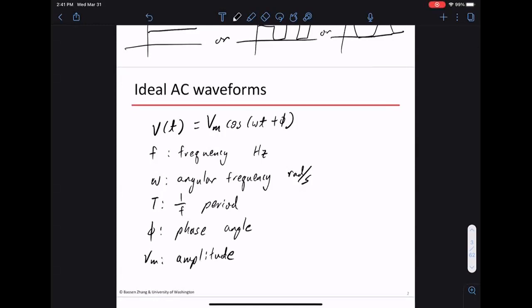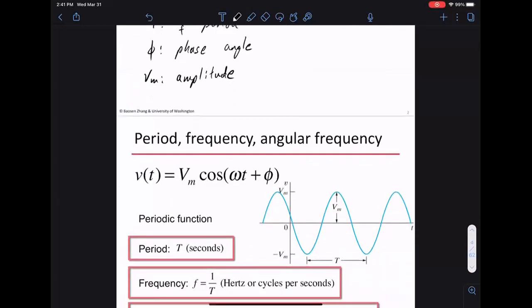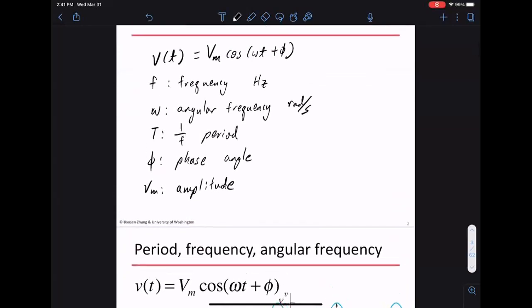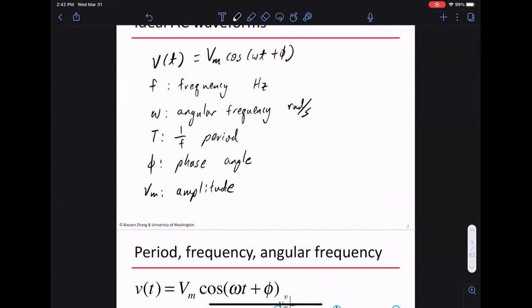So this is our ideal sinusoid wave. This is a cosine wave or a sine wave with some amplitude, some frequency, and some phase shift. If you draw it out, it's a waveform like this. Then something interesting happens.